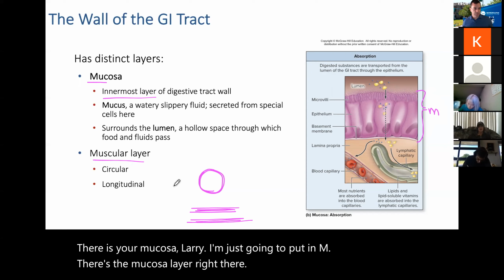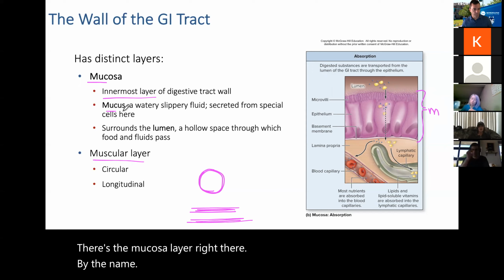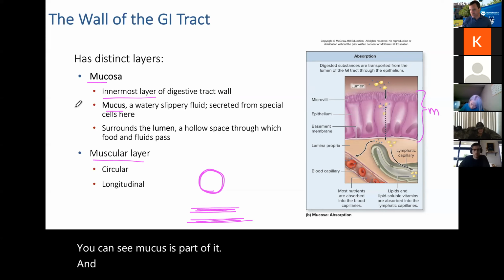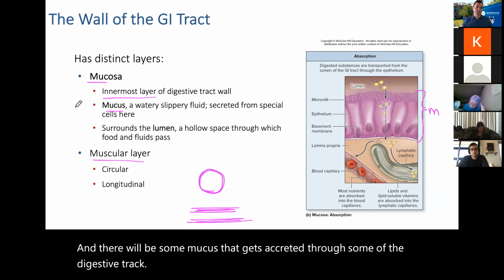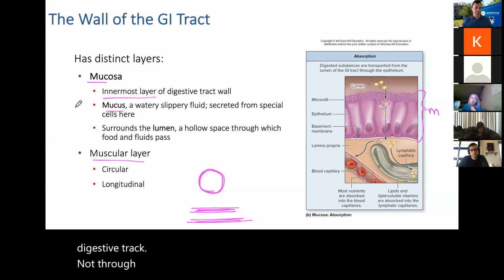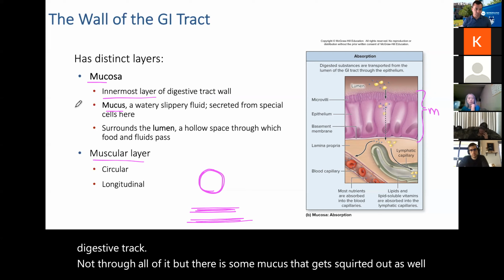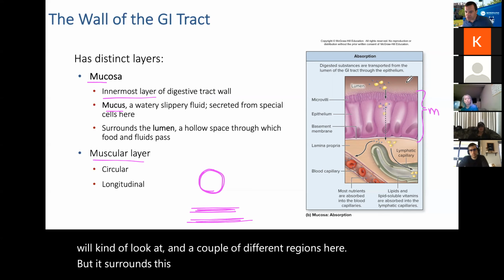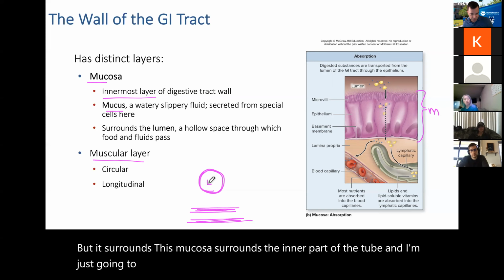By the name, you can see mucus is part of it. And there will be some mucus that gets secreted through some of the digestive tract. Not through all of it, but there is some mucus that gets squirted out, as we'll look at in a couple different regions here. But the mucosa surrounds the inner part of the tube, okay? And I'm just going to put an L here for lumen, okay?